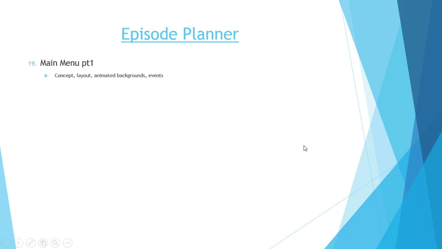Episode 19 will be getting into the main menu, which usually takes quite a bit of time if you want to do it right and make it look good, so we'll cover the concept of the main menu, the layout, take a look at some animated backgrounds that we can use, which could include movies or just particles, and then also events for the main menu, how you're going to move around and what you can do in it. Main menu part 2 will be moving from the menu to the different chapters of your story.